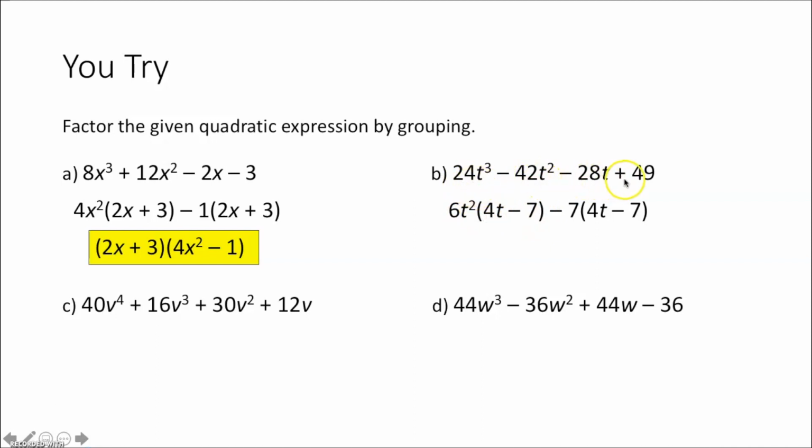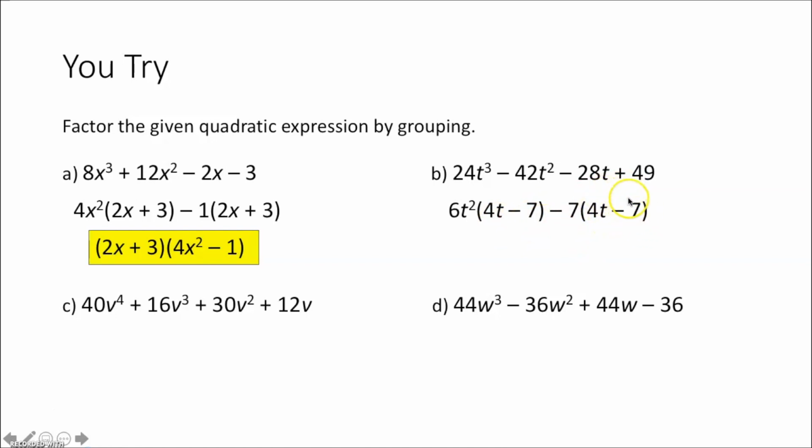Over here, what can I take out of these two terms? Well, it looks like I can take out a -7. And why do I take out a -7? Because I need this binomial expression to match this one. So if I take out a -7, I get 4t minus 7 in here. If I were to distribute that, that's what I get up here. And these two terms match. Perfect. That's what we wanted.